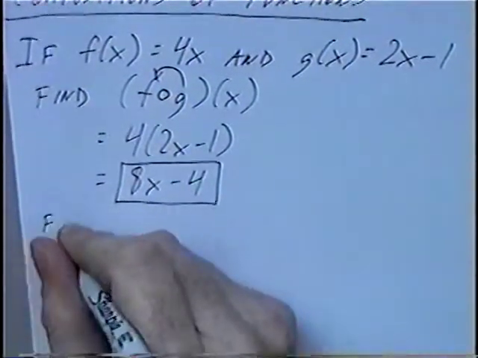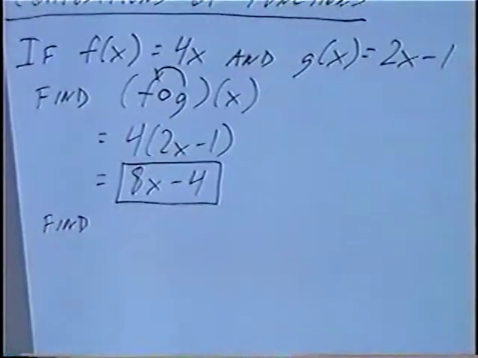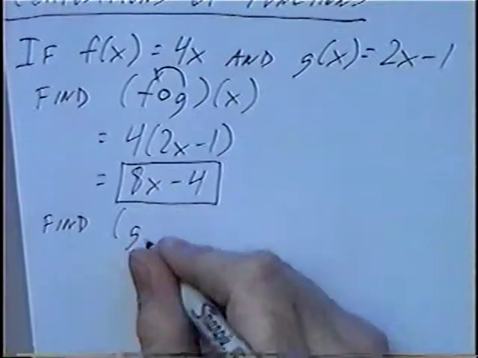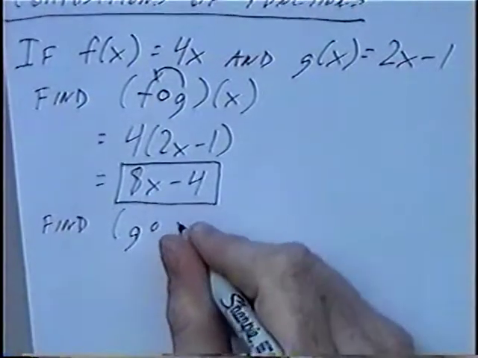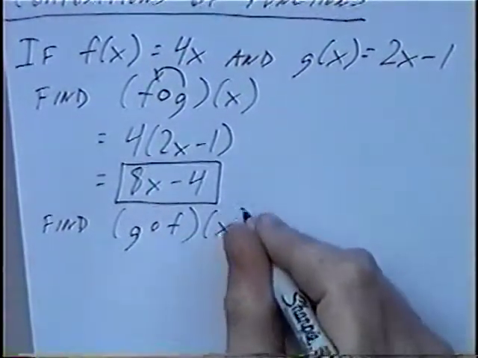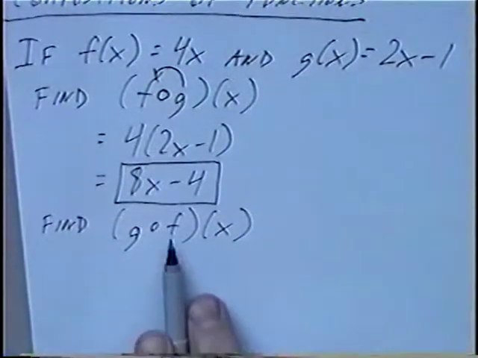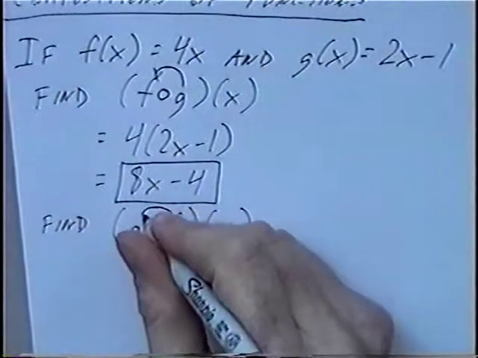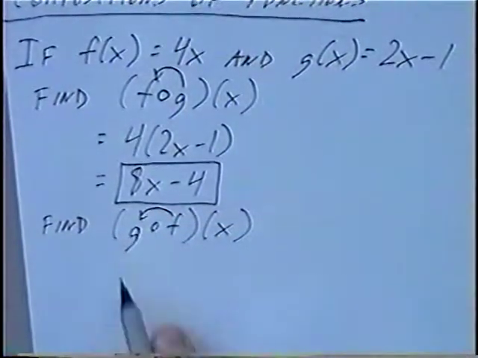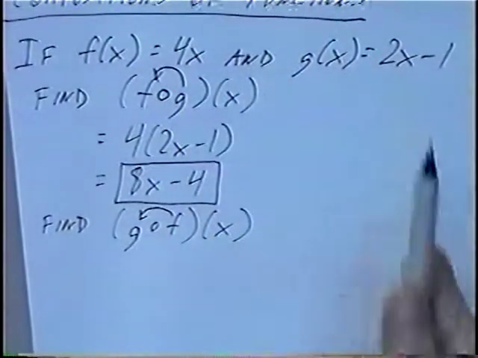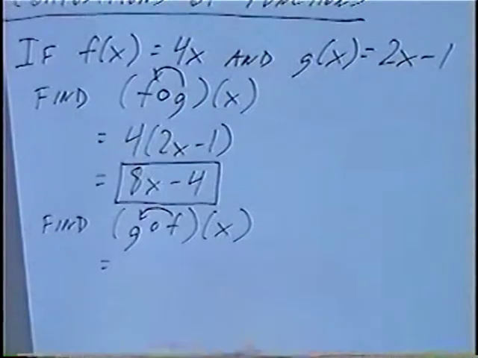Second question, find g composition of f of x. We'll do the opposite, which is g composition of f of x. Again, when we have the composition function, we'll go from right to left. So we'll take the f function and plug that into g. The f function again is 4x, so we'll take the 4x and plug that in to the other variable.